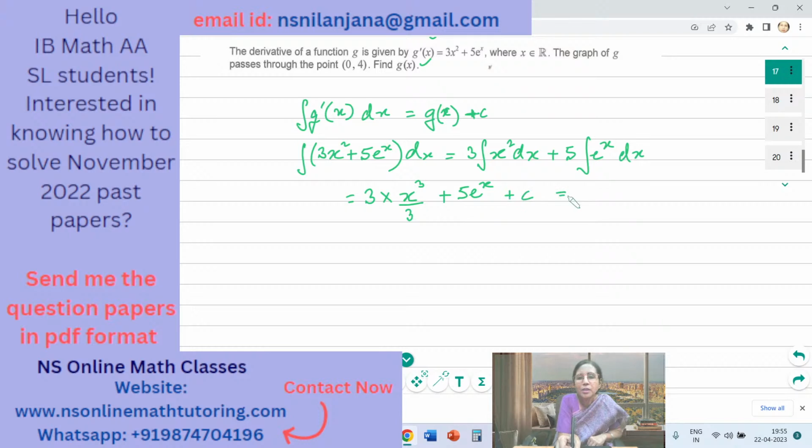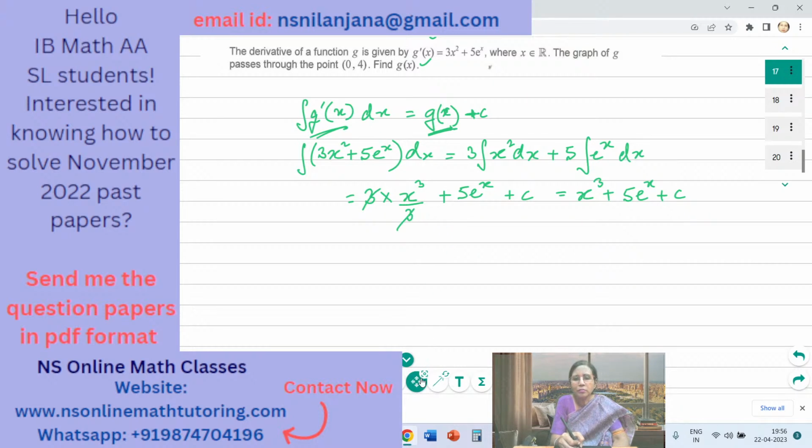Let's see. This is equal to x cube plus 5e to the power of x plus c. This whole thing is g of x. This g of x can contain a constant. It is not that it will be containing only the terms containing x. It can contain some constant. If you add or subtract some more constants to that expression, the gradient of that function, that means g dash x, will be the same.